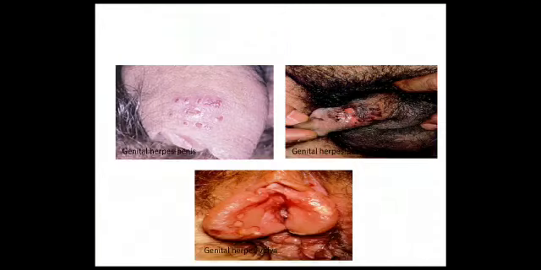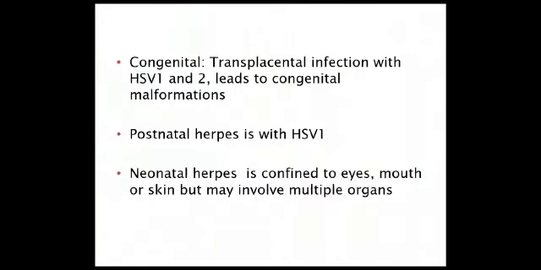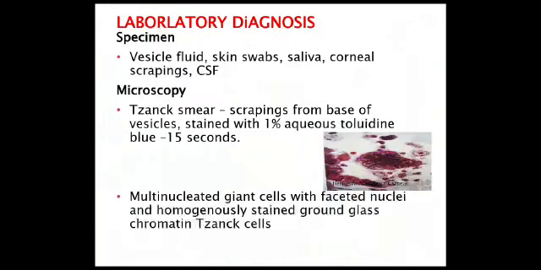This picture shows you some of the genital lesions. The upper two are penile lesions, and this is a vulval genital lesion. Congenital transplacental infection with HSV1 and 2 can occur with congenital malformations, and postnatal herpes in children is usually due to HSV1. Neonatal herpes is confined to the eyes, mouth, or the skin, and sometimes may involve multiple organs.